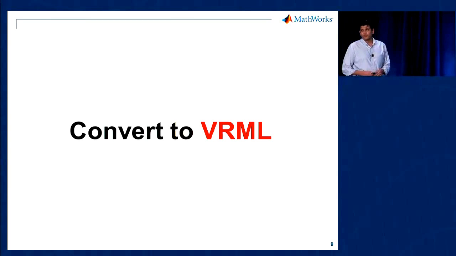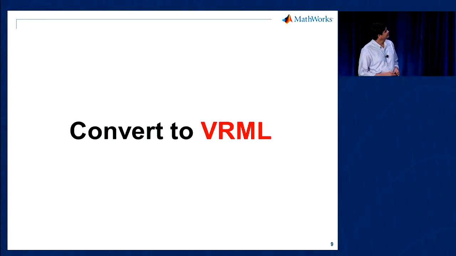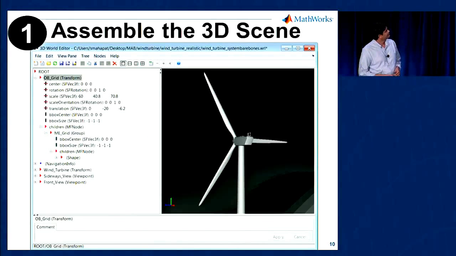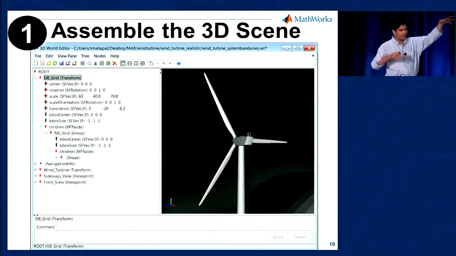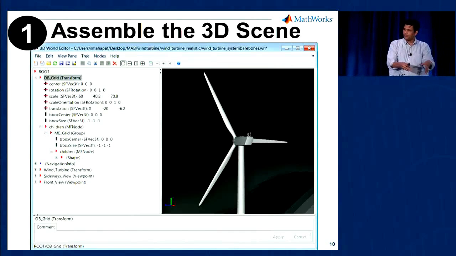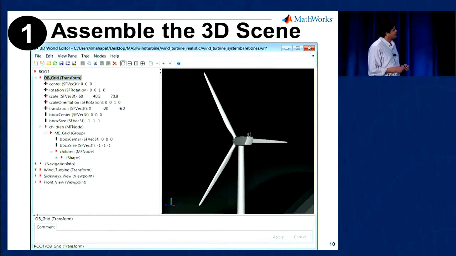So once you've converted to VRML, we're asking you to assemble the 3D scene. All this content is available on the web. Convert to VRML, bring it into the 3D World Editor. This is the name of our editor that we ship. The blades, the hub, and the tower are all combined in this particular scene.